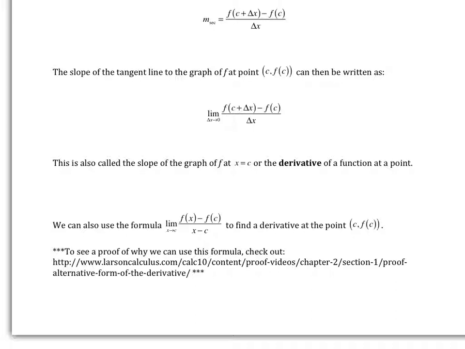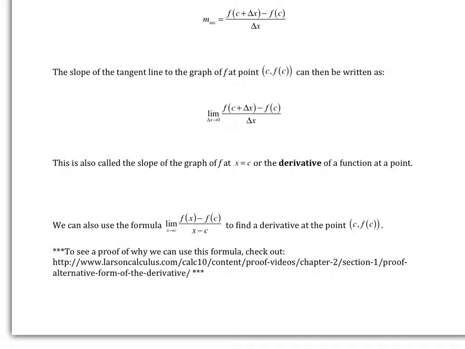That's basically just saying that the distance between the point where we want to find the tangent and the other point on the secant line is getting closer and closer to 0. When they're at 0, that would just be the tangent line. This is also called the slope of the graph at that point, or we could also call it the derivative of a function at a point.